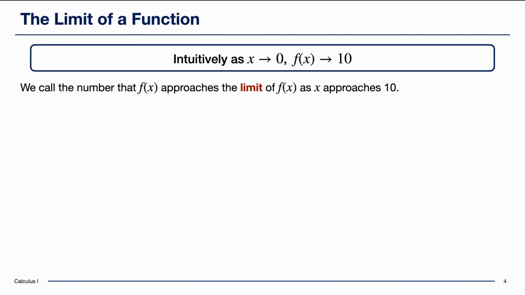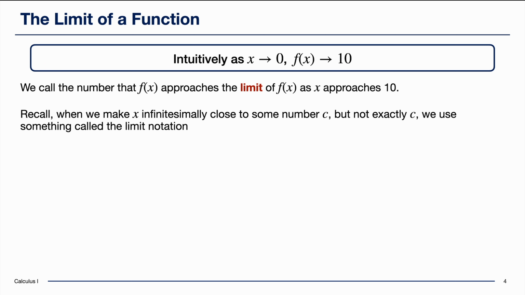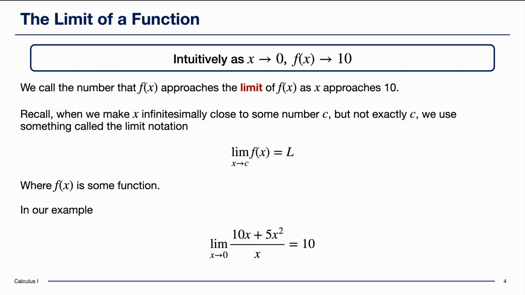So we call the number that f of x approaches the limit of f of x as x approaches 0. And recall that when we make x infinitesimally close to some number c, for example, we're making x closer and closer to the number 0, but not exactly 0, we use something called the limit notation. So we say the limit of f of x as x approaches c is equal to L, where f of x is some function. In our example, we say the limit of 10x plus 5x squared divided by x as x approaches 0 is equal to 10.